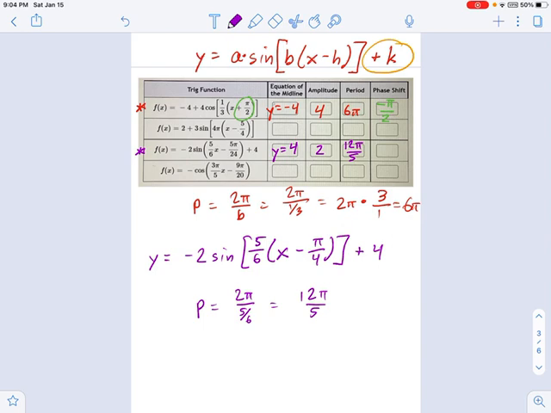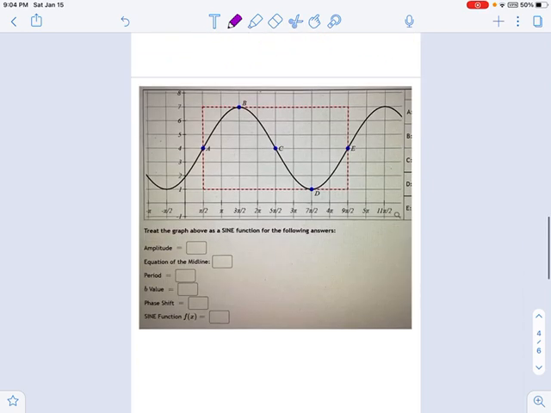If these pi's look weird to you, just remember pi is a number. It's 3.14, blah, blah, blah. So it is a distance. It's just got a crazy decimal on it. And then phase shift here, I flip the sign on that negative pi over 4. Phase shift is pi over 4. Okay? So, let's see what's next.